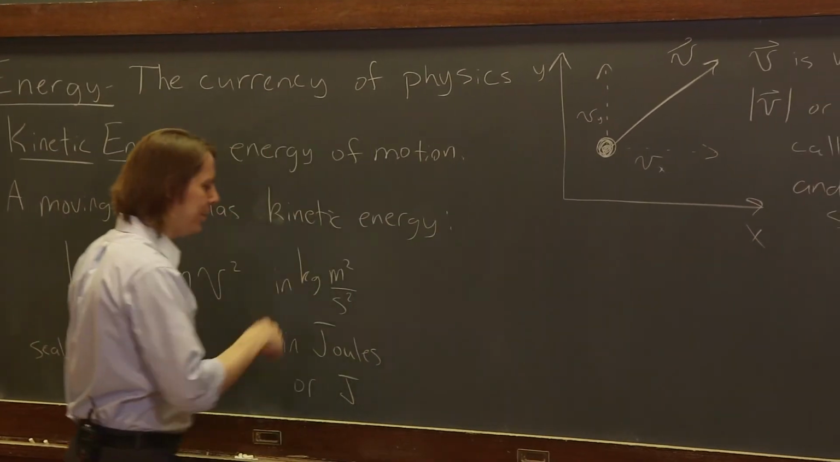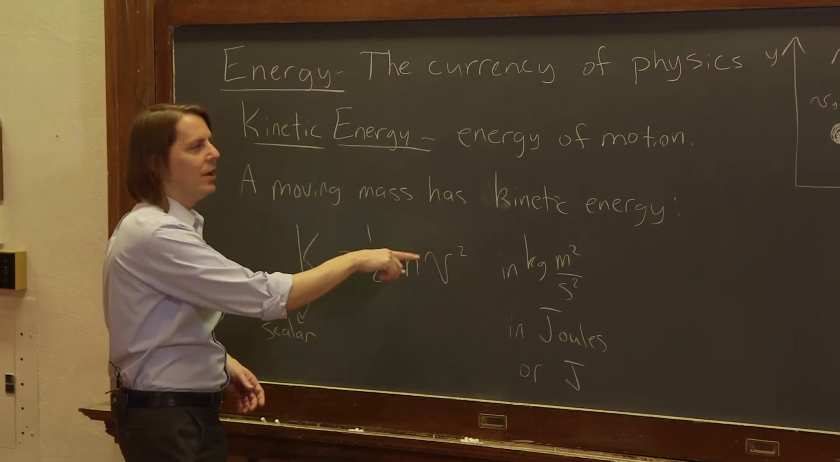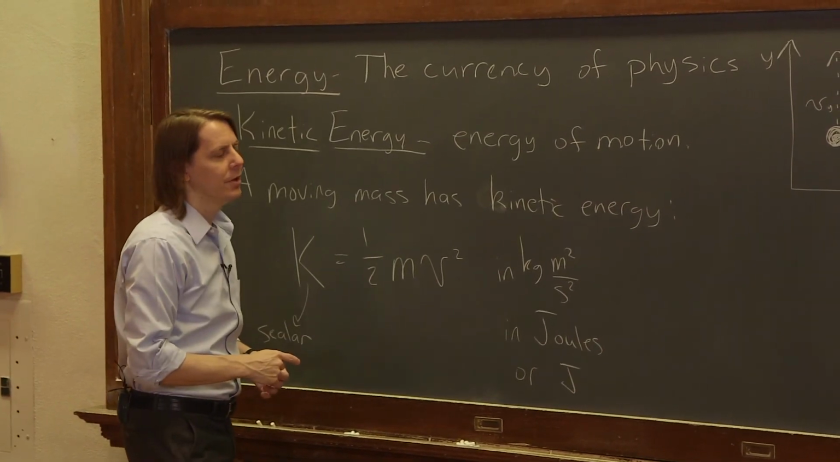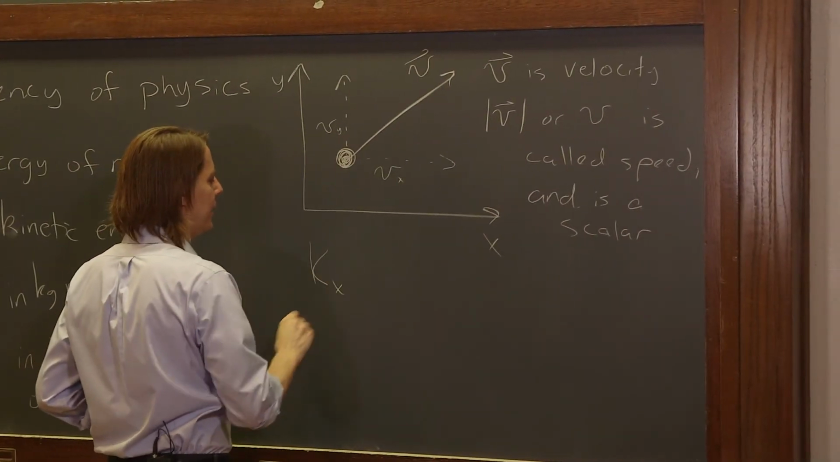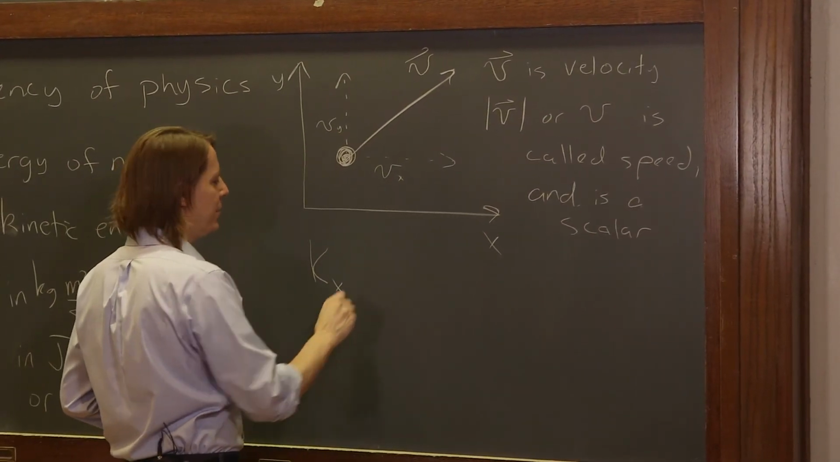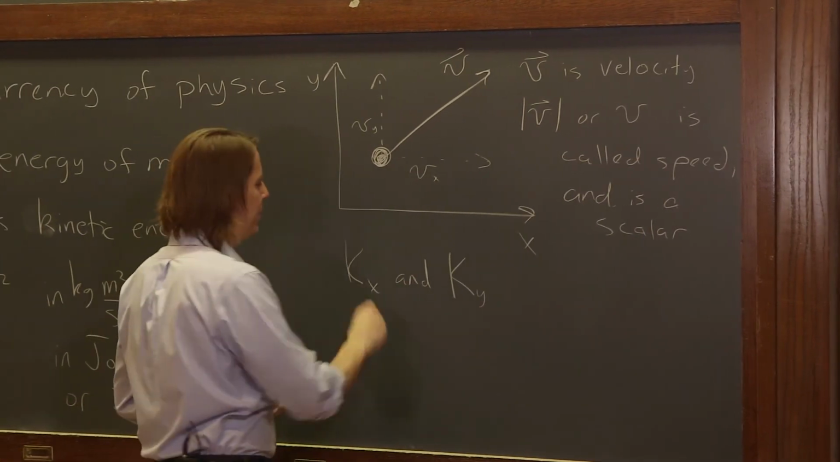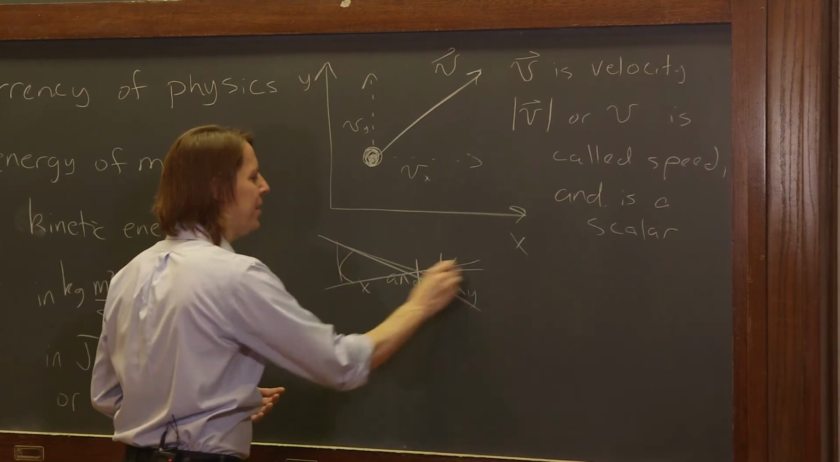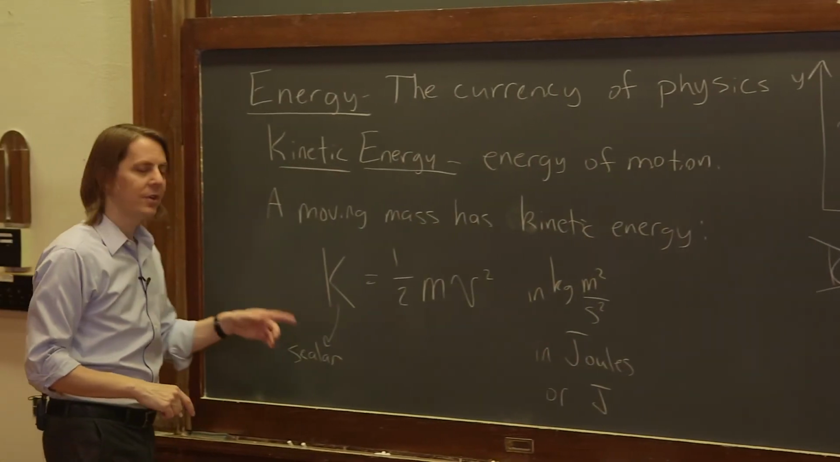So in this formula, notice we didn't say vector v squared, whatever that would mean. We said the scalar, we meant the speed squared. Okay? So that's what you use. So kx, the x component of the energy, and ky, the y component of the energy, makes no sense at all. We don't think about components when we talk about energy, because energy is a scalar.